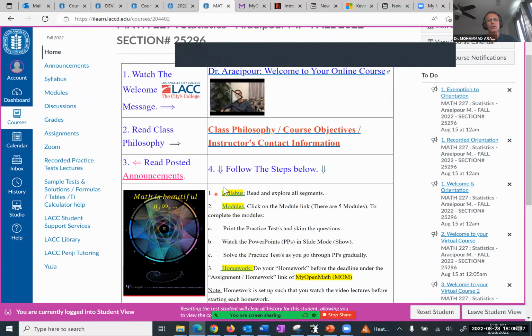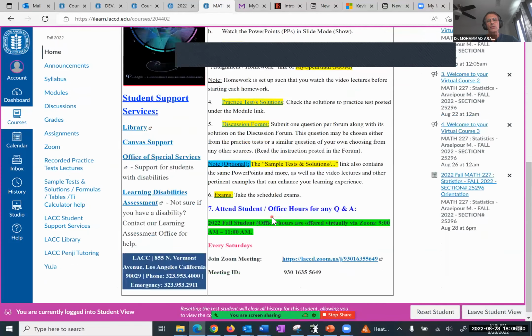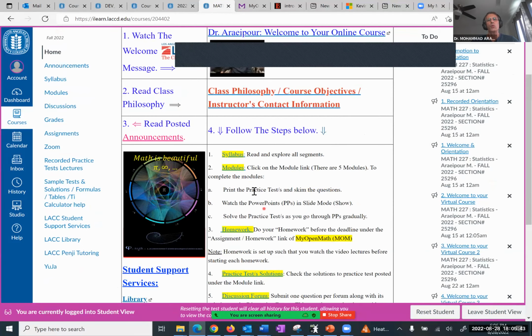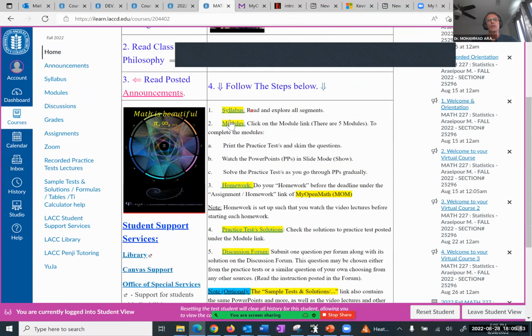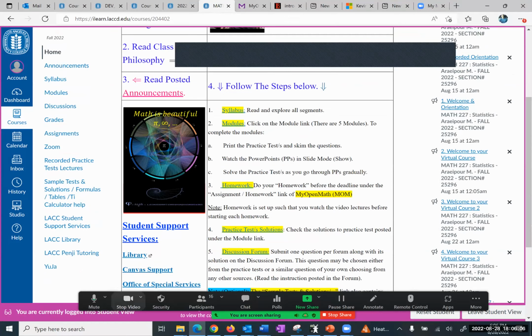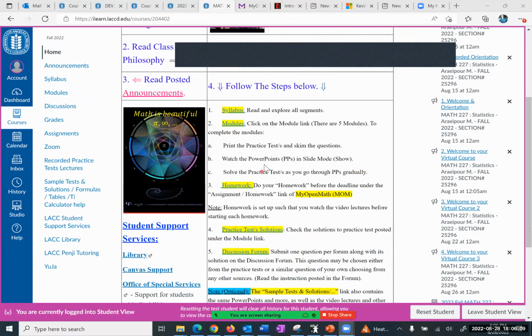And then number 4. I'm going to quickly go over the whole thing, and then we'll spend some time going over it one by one. Under number 4, we are looking at the home page, meaning you just follow these steps. In step number 4, we have the syllabus, which means read and explore all segments. We have the modules, where you can print the practice test. Nowadays, if you don't want to print the practice test, you don't have to. That's okay. You want to watch the PowerPoints and then solve the practice test on a daily basis.